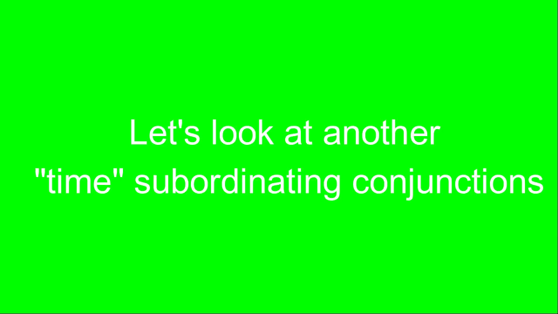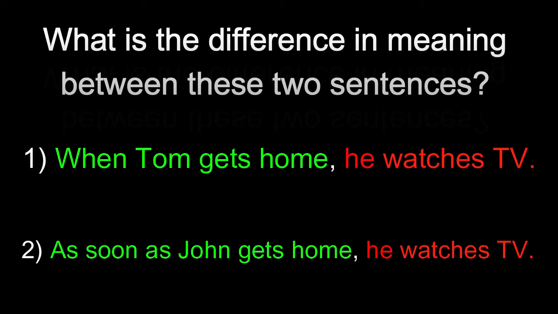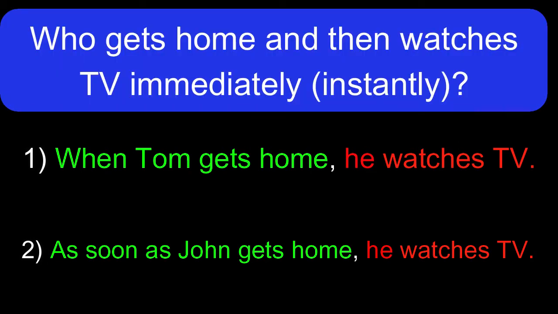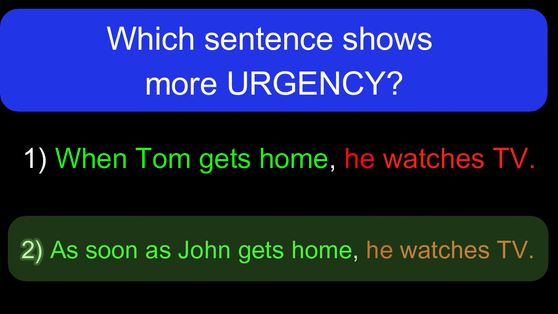Let's look at two more time subordinating conjunctions. When and as soon as. What is the difference in meaning between these two sentences? One, when Tom gets home, he watches TV. Two, as soon as John gets home, he watches TV. Who gets home and then watches TV immediately or instantly? John does, because as soon as. Which sentence shows more urgency? Number two, because of as soon as.